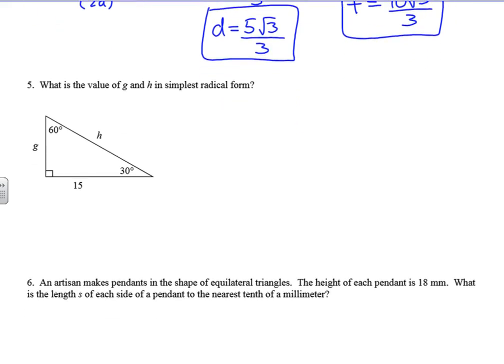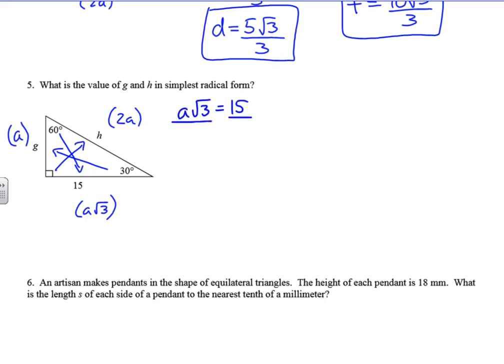Okay, so number 5, 30, 60, 90. When it's 30, it's A, 90, 2A, 60, what's that? Here it is again. It's A radical 3. All right, so I like this. We're challenging ourselves here right from the start. So A times the square root of 3 equals 15. We're going to divide by the square root of 3.